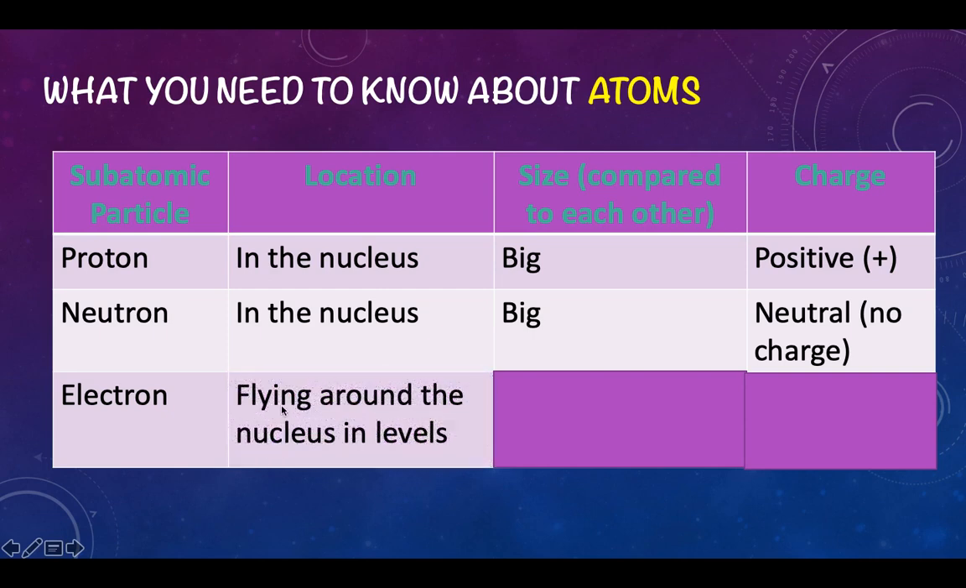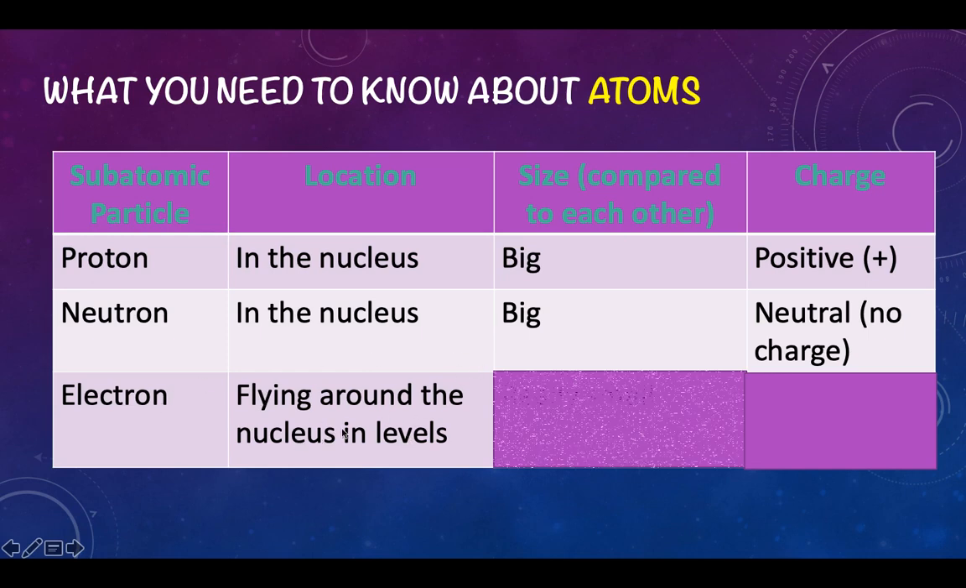The location is that it's flying around the nucleus in different levels. There's small levels close to the nucleus, and then levels get bigger and bigger as you go away from the nucleus. And depending on how much energy electrons have and how much they're flying around, that will kind of determine which level they're in.